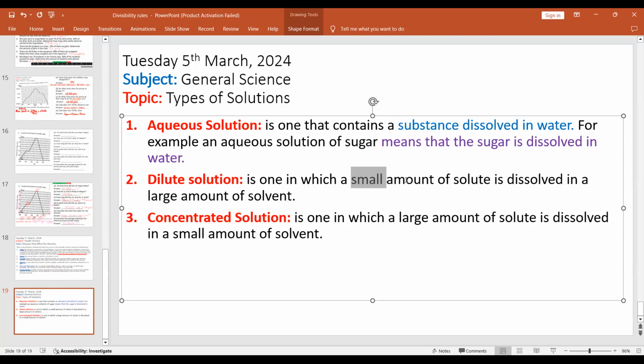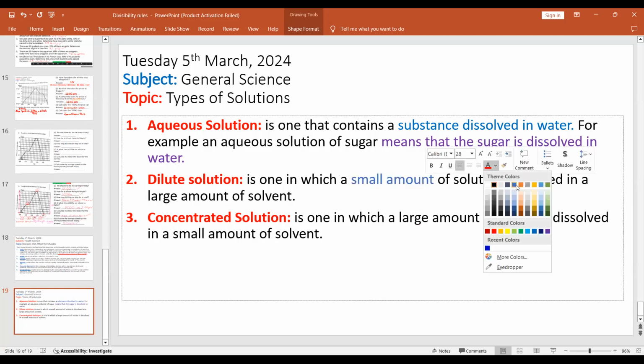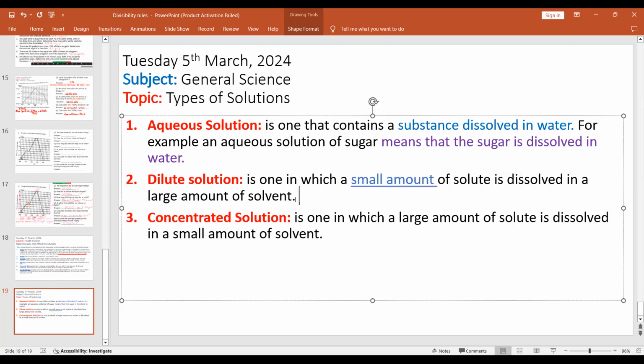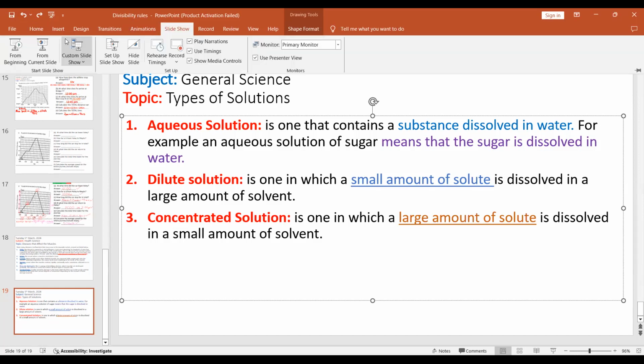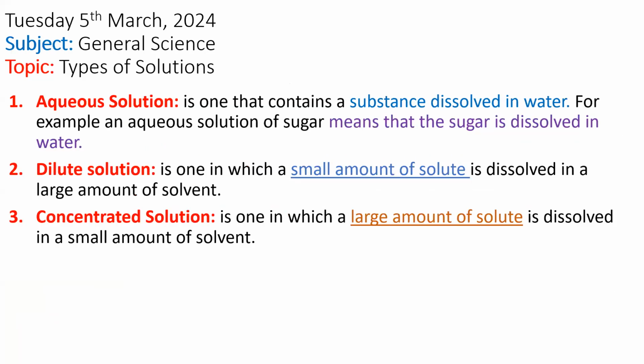So that's what we mean by concentrated. A dilute solution has a small amount of solute. This one we have a large amount of solute. So which type of solution has a large amount of solute? Concentrated solution. Very good, concentrated solution.